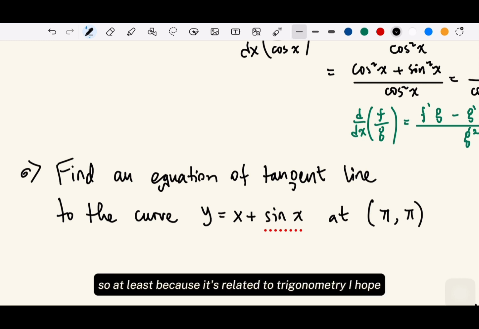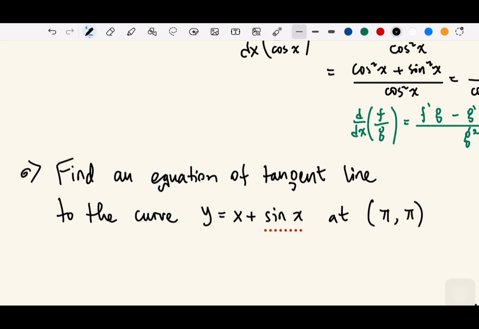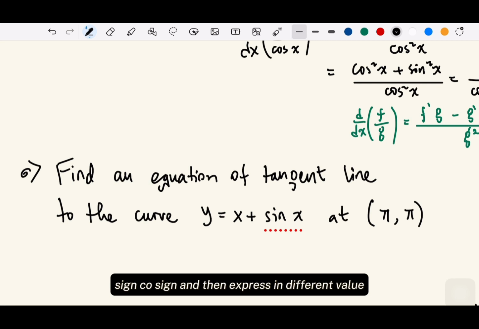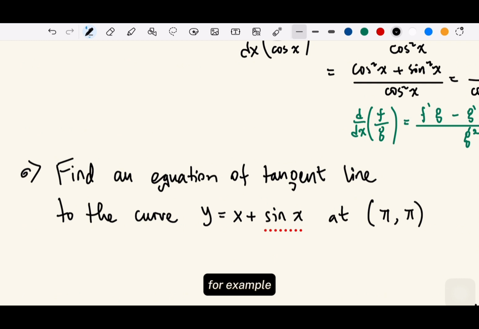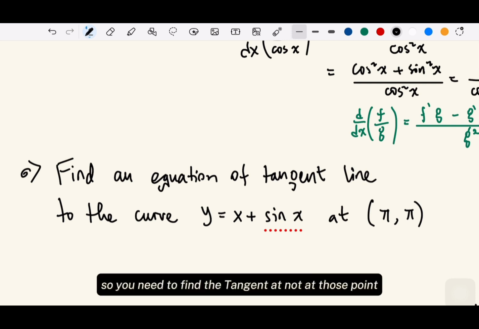Because it's related to trigonometry, I hope you are more and more familiar with trigonometry. Sine, cosine, and then it's expressed in different values, for example the special values from 0 to 2 pi. Special values are usually 0, pi over 6, pi over 4, pi over 3, pi over 2, and all the repetitions. And you can put them into the graph. It is at the point, so you need to find the tangent at those points.